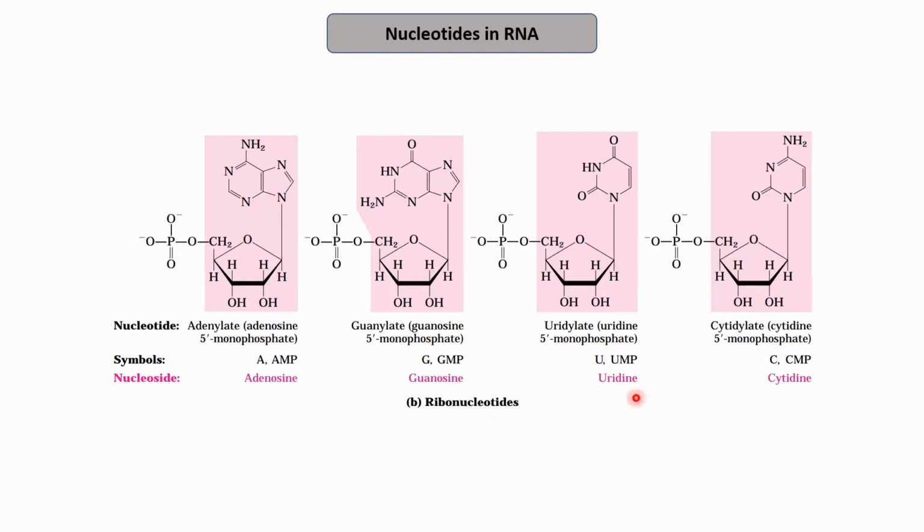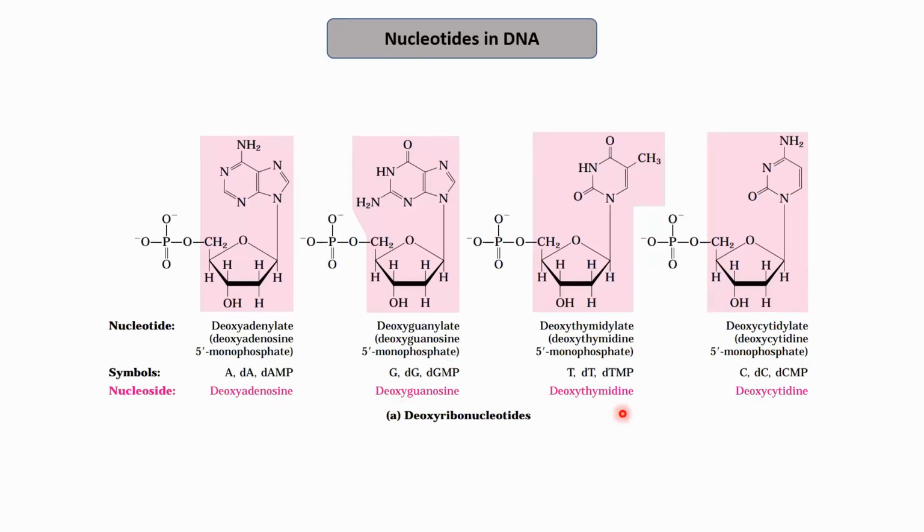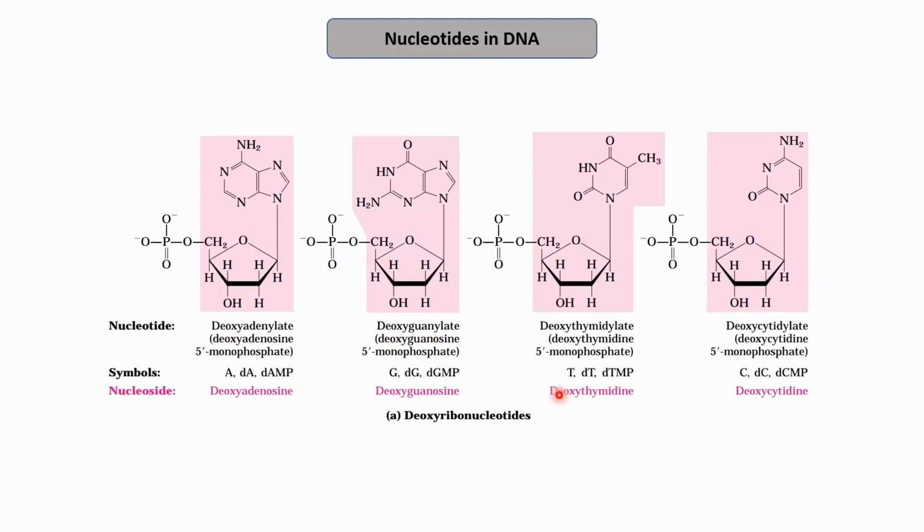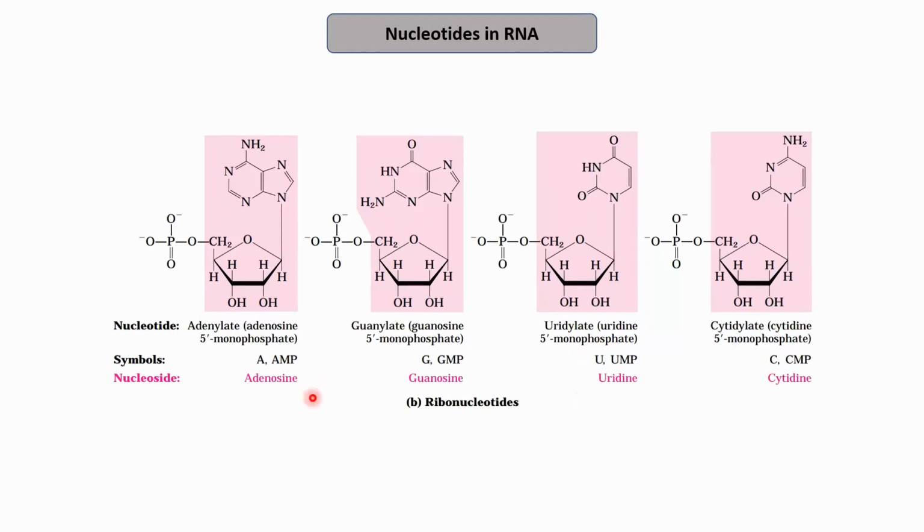The next is the nucleotides that are present in the RNA, also known as the ribonucleotides. Similar to DNA, there are 4 ribonucleotides present. But instead of thymine, so instead of deoxythymidine, which is the nucleoside present in the DNA, we have another nucleoside known as uridine. Also, instead of deoxy nucleosides, we have simply the ribonucleosides, that is adenosine, guanosine, uridine, and cytidine.